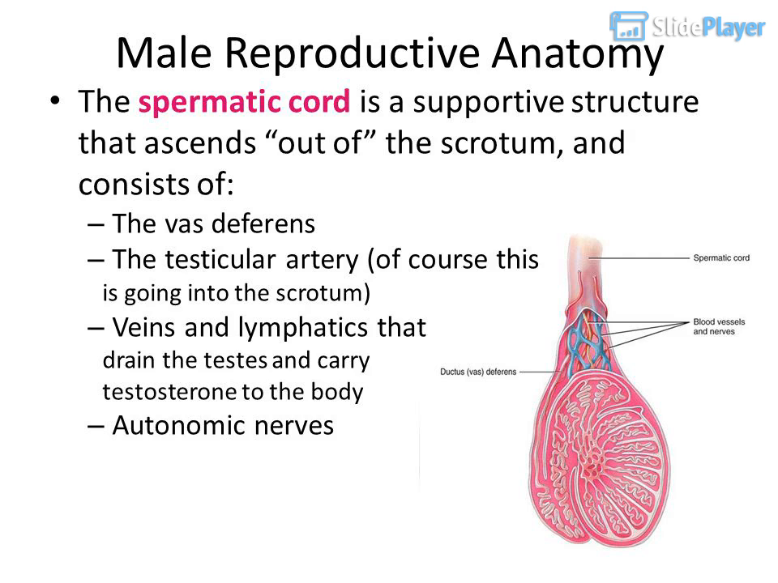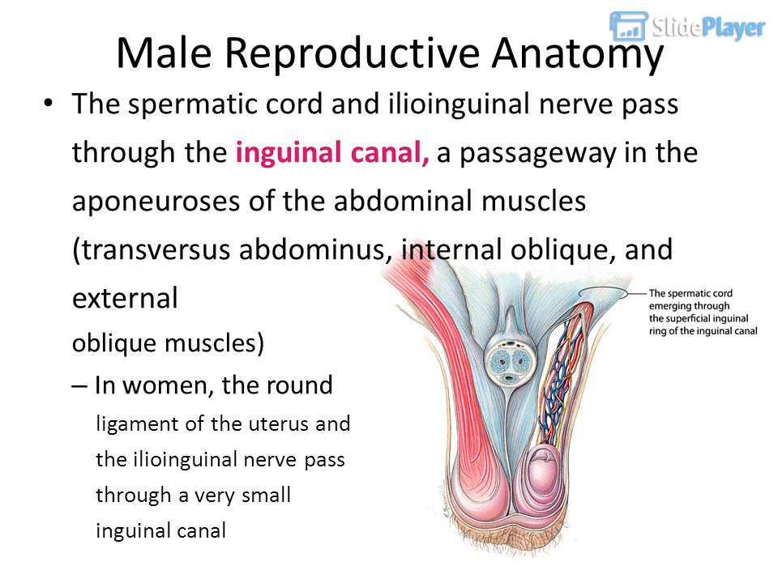Male reproductive anatomy. The spermatic cord is a supportive structure that ascends out of the scrotum, and consists of the vas deferens, the testicular artery, of course this is going into the scrotum, veins and lymphatics that drain the testes and carry testosterone to the body, and autonomic nerves.